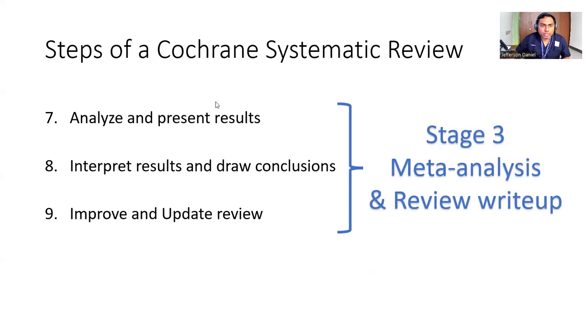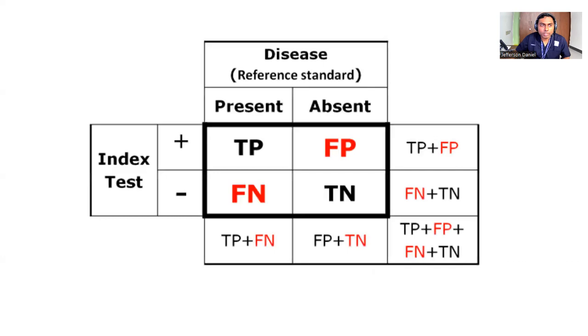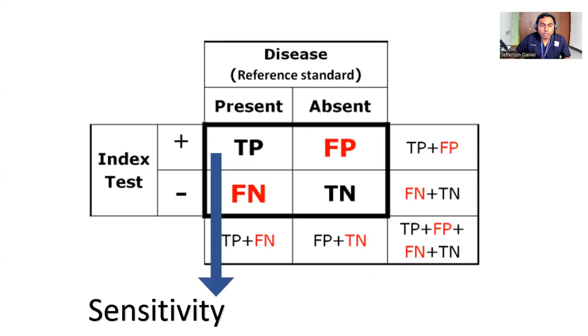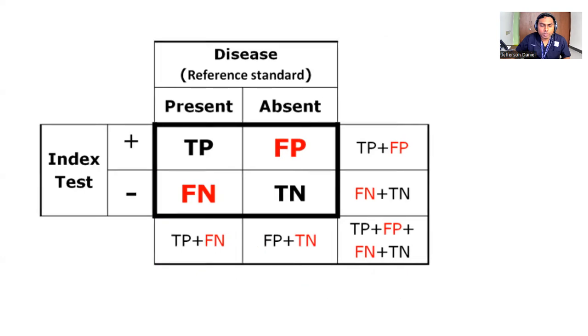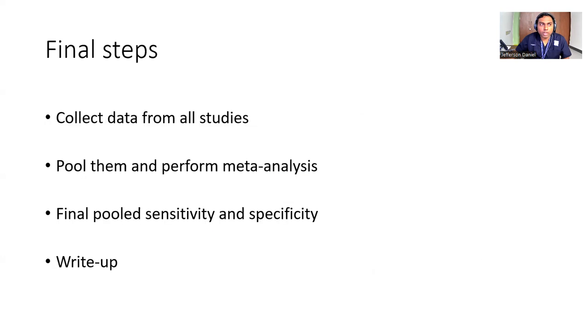So finally comes your systematic review analysis and write-up. Like I said, you will calculate true positives, true negatives, false positives, false negatives, and based on that, you will calculate your sensitivity, your specificity, positive predictive value, and your negative predictive value. We will have extensive classes on these things. These are the estimates you're going to pool to create a final pooled estimate of sensitivity and specificity for that particular test and target condition.